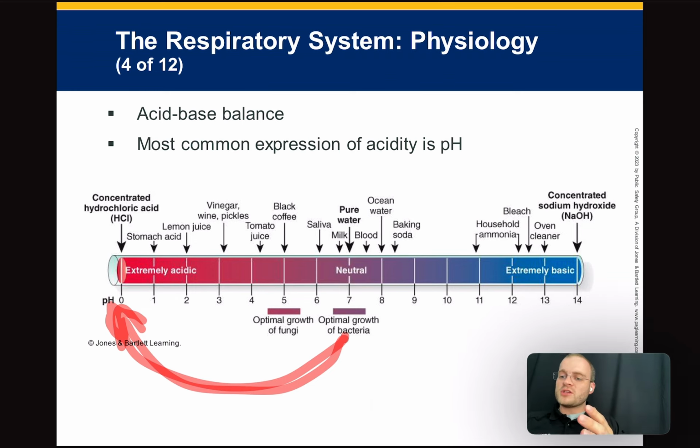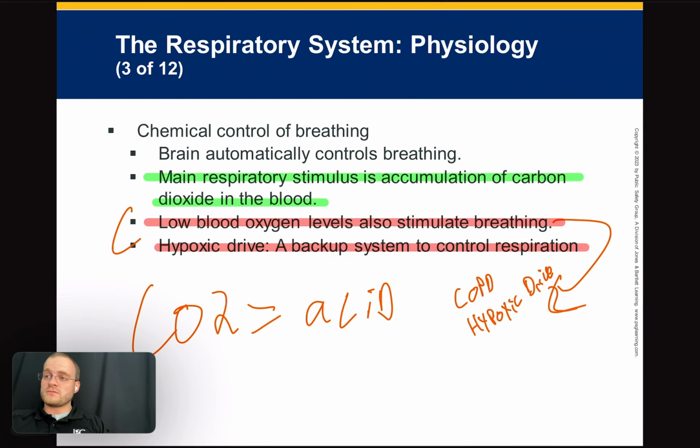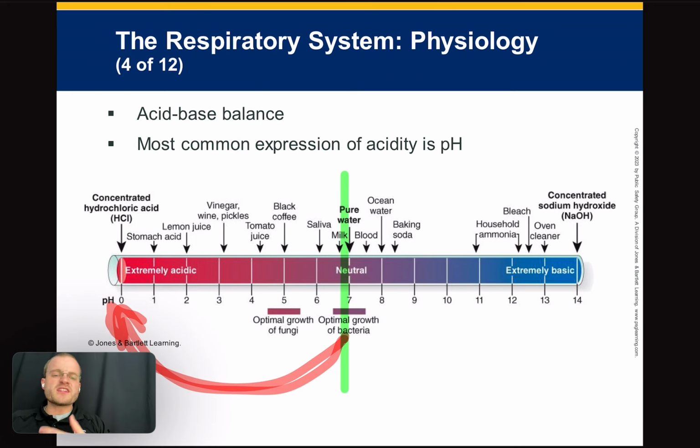Now, the opposite could be said with a base. We know that pure water is like a 7. Something that's basic has fewer hydrogen ions, so it's less acidic, and it goes that way on the pH scale. Something that's really basic would be like ammonia, bleach, lye, baking soda, stuff like that. That's kind of what I want you to know.